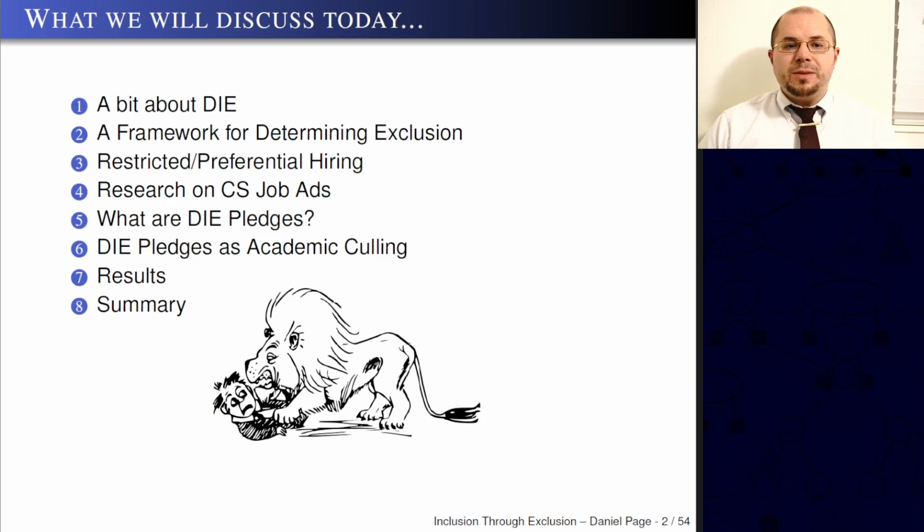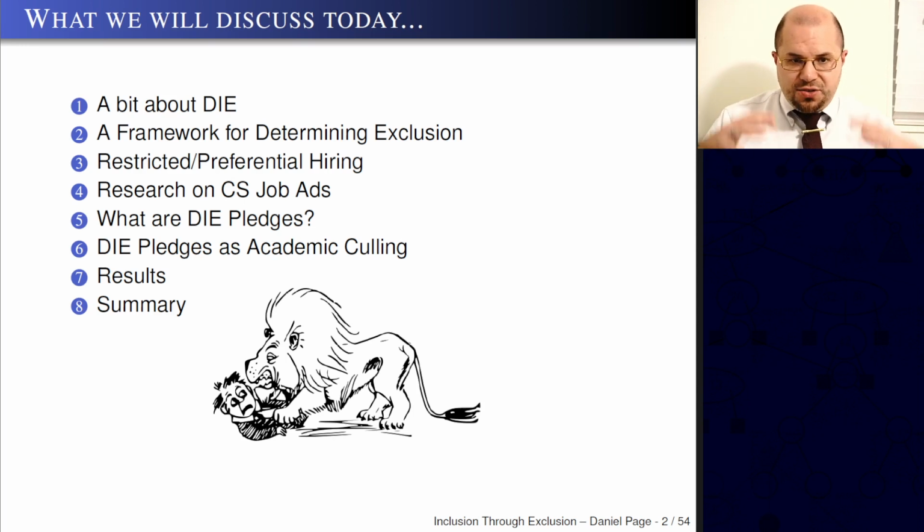So we're going to talk a bit about DIE, so-called diversity, inclusion, and equity. These are just words, just to be frank. I'll talk about what that is a little bit. It's not a core part of this talk, it's just to give us some framing so we know a little bit about it. Then I'll talk about a framework using a bit of optimization and theory of algorithms to talk about determining exclusion. I'll be talking about preferential and restricted hiring in relation to this, just to give a kind of case study. Then I'll talk about some of the research I've been doing for the last 5 years, observing and documenting computer science job ads.